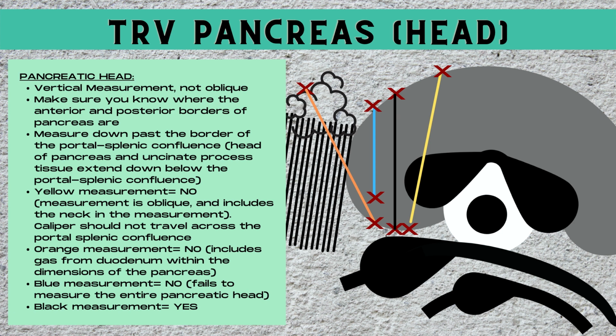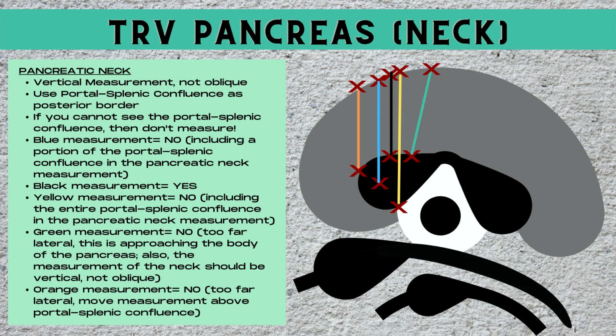The black measurement on this diagram is the measurement that you want to strive for. It's vertical in nature, it measures all of the pancreatic head tissue, and it's also to the right of the portal-splenic confluence. Now let's talk about the transverse pancreas neck measurements. This is a vertical measurement, not oblique. You want to use the portal-splenic confluence as the posterior border. If you cannot see the portal-splenic confluence, then don't measure.